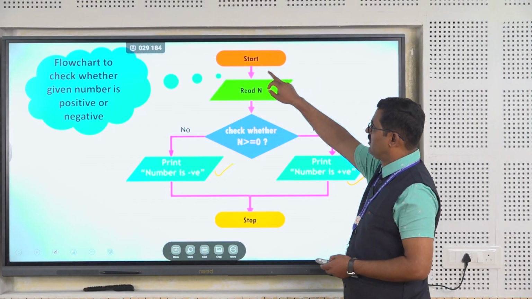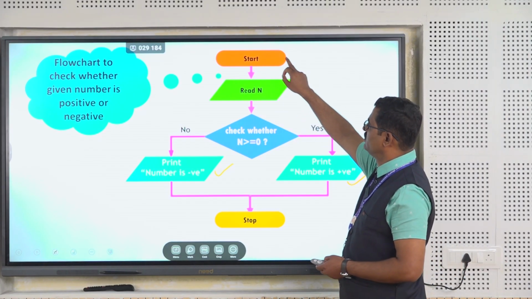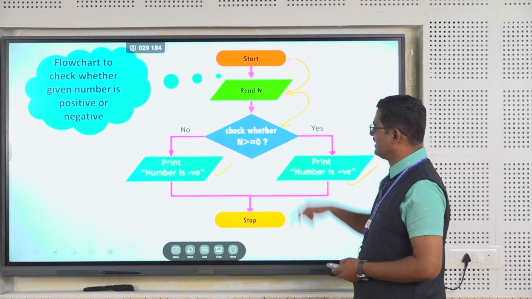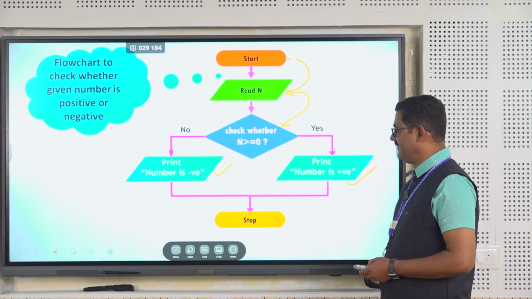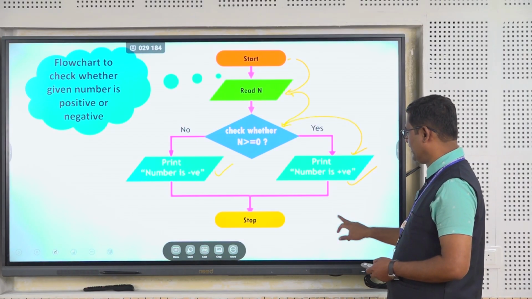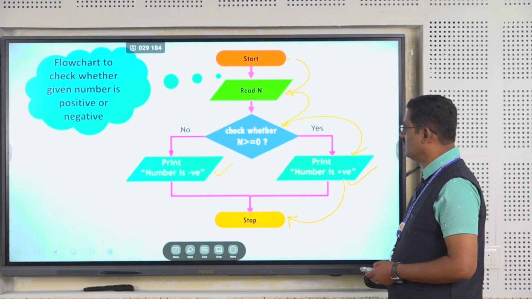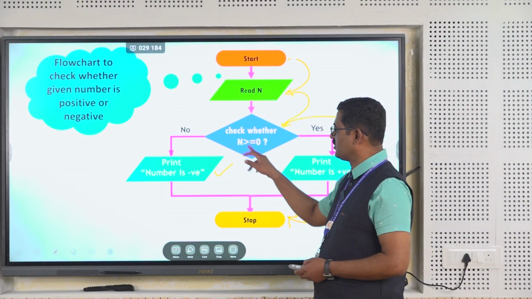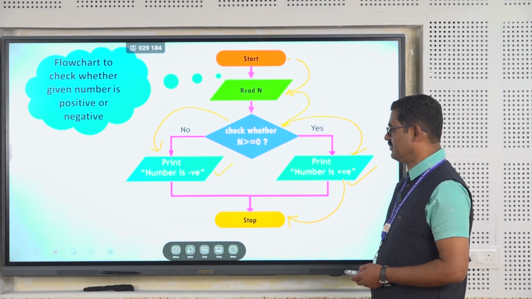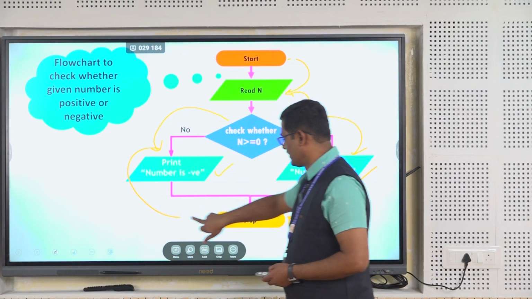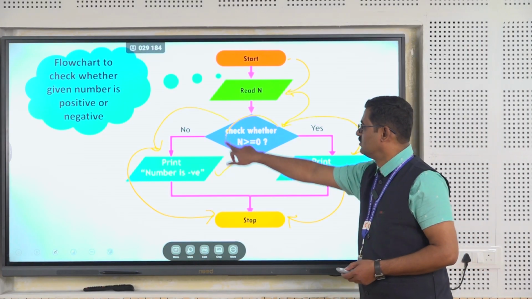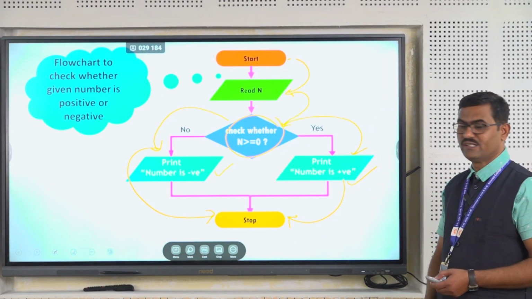First, how will this flowchart execute? So start, then read any number n. After this, check whether the number is greater than or equal to 0. If it is greater than or equal to 0, then the flow will transfer to this particular block, that is, print the number is positive, and then stop. If the number is not greater than or equal to 0, that simply means the number is negative. So go to this particular box, print number is negative, and after that stop. So here you can use a decision box to make a decision for that particular condition.